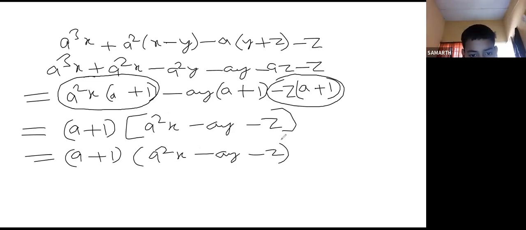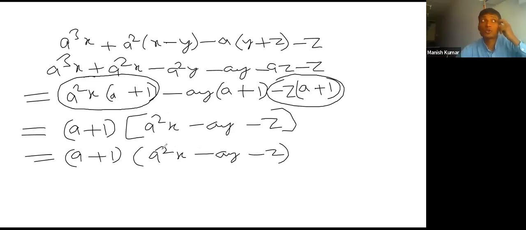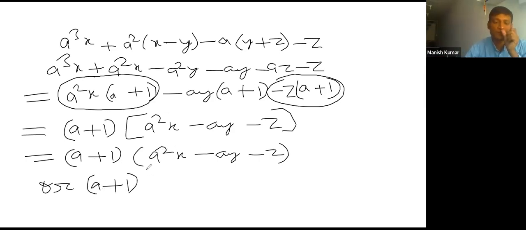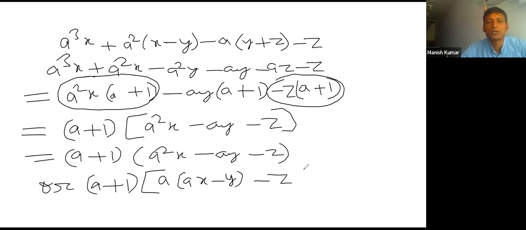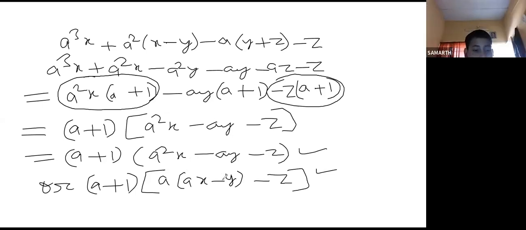Sir, in this bracket, we can take A also common. Yes, you can take A also common, but it is not solving our issue. You can also write it as or, okay? That will be the best way to write. I used to write this way only when I was in doubt what to write. Here you can write A into AX minus Y minus Z, okay? So, both ways can be written. So if you are in doubt what to write, you can write both this or this, isn't it? Okay, understood?